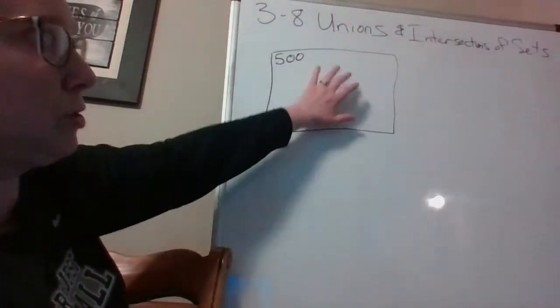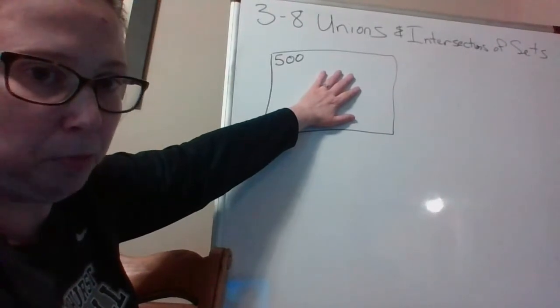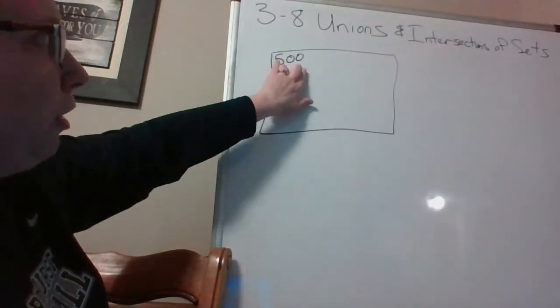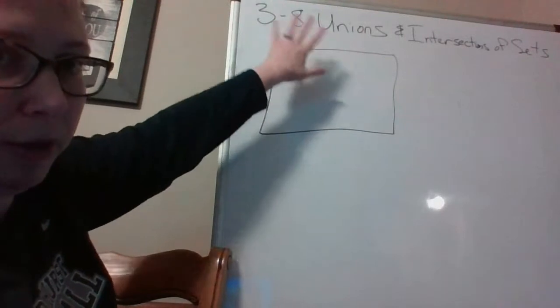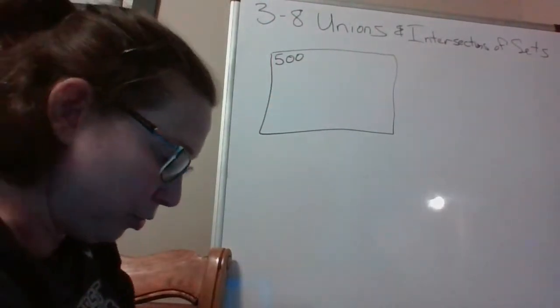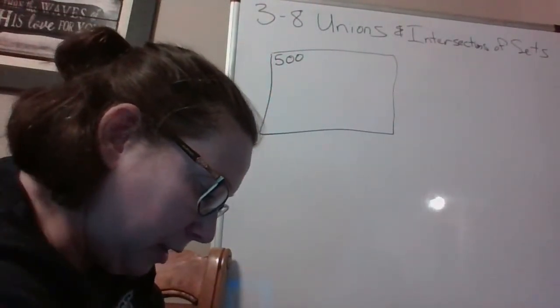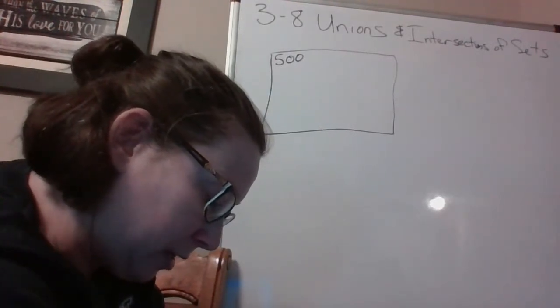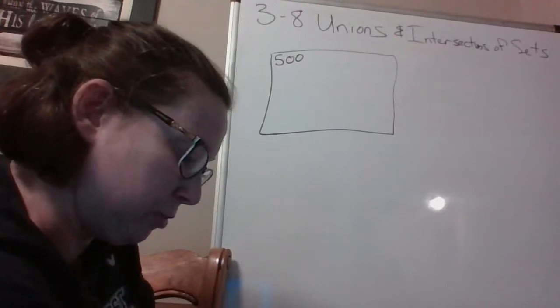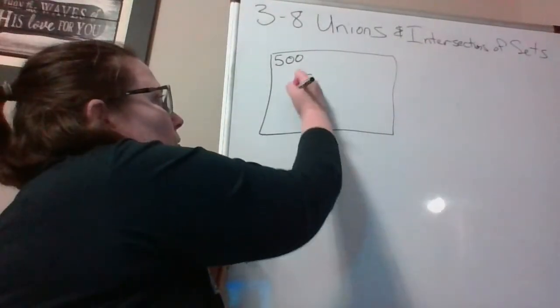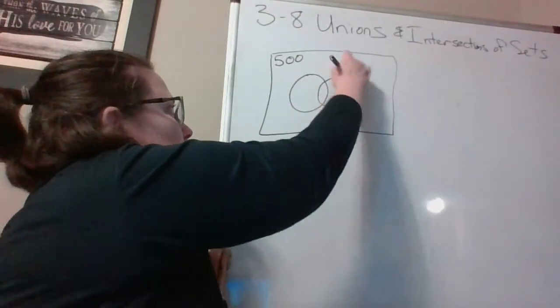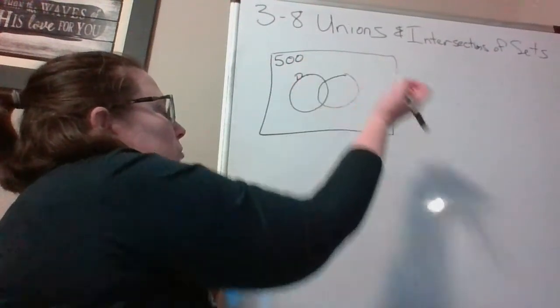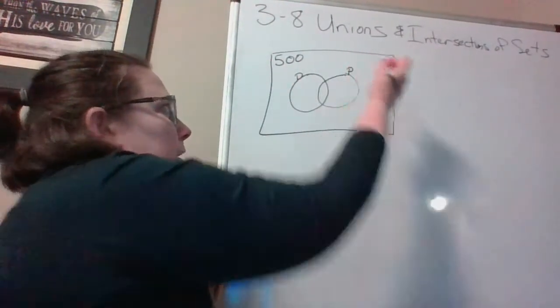So that's going to include everyone that has been polled. And we're going to write our 500 up there so that we remember that's how many people should be our total. The next thing that it tells us is that some people drive to work, some take public transportation, and some do both. So we're going to have 2 circles. We'll call it D for drive and P for public.